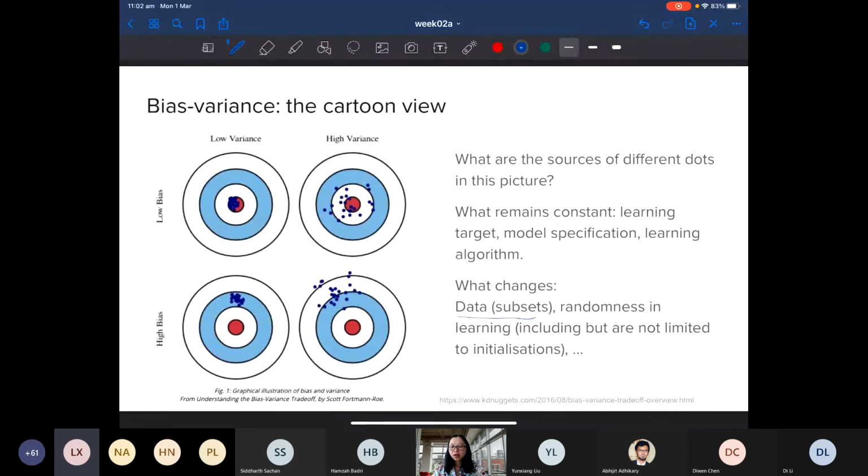But it does not necessarily just limit to initializations. So what this also says is that when we're conceptually trying to analyze how the learning algorithm is doing, it's beneficial to think about what the sources of randomness and changes are across different runs of learning, so that we can disentangle different concerns, such as randomness due to data, or due to optimization, or due to initialization.